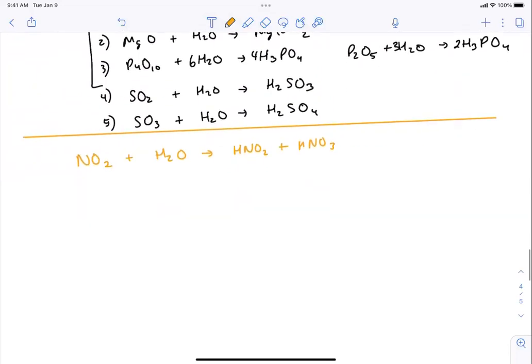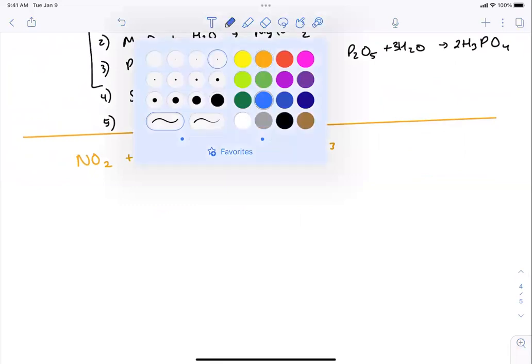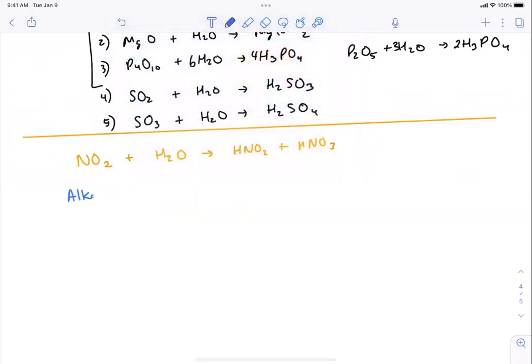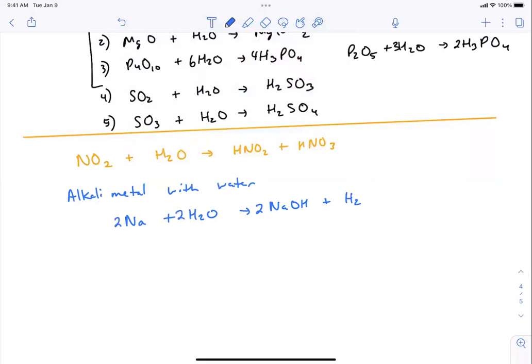And other reactions you should know that aren't related to period 3 oxides include alkali metal with water. Alkali metals with water always produce the hydroxide. So you have Na plus H2O, it produces NaOH plus H2 gas. So it always produces hydroxide and H2 gas as a byproduct.